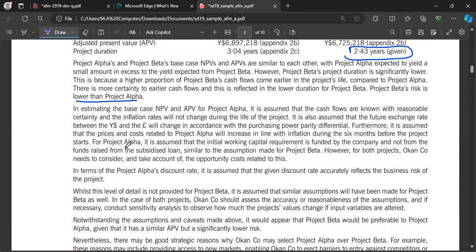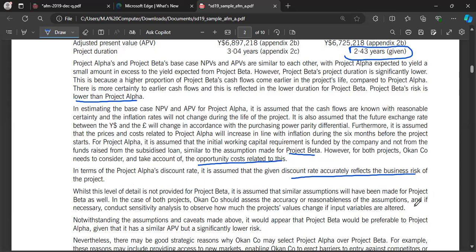For project alpha, it is assumed that the initial working capital requirement is funded by the company and not from the funds raised from the subsidized loan, similar to the assumption made for project beta. However, for both projects, Okan company needs to consider and take into account the opportunity cost related to this. In terms of project alpha's discount rate, it is assumed that the given discount rate actually reflects the business risk of the project. So what we are doing is describing the assumptions which have been used in the question.